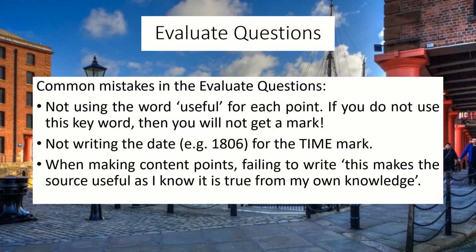And then when putting in source content points, failing to say this makes the source useful as I know it's true from my own knowledge. So adding that bit. It is not the same as the how fully question where you can just write the source point and then leave it. You've got to write the source point and then give a reason why it's useful. And the reason why it's useful is because you know it's true from your own knowledge, or you know it's accurate.